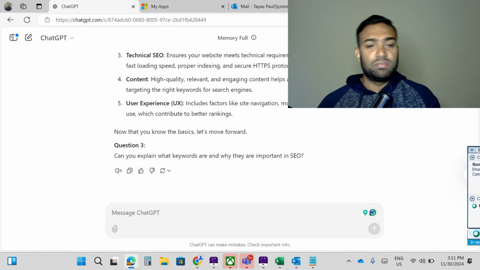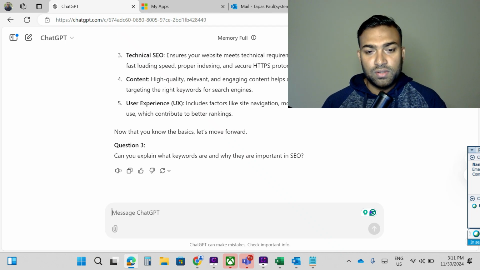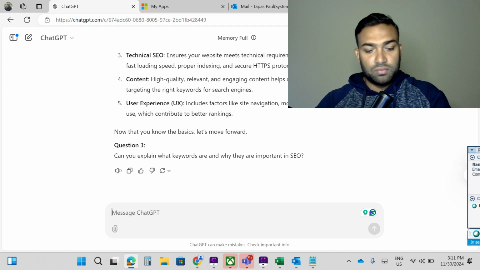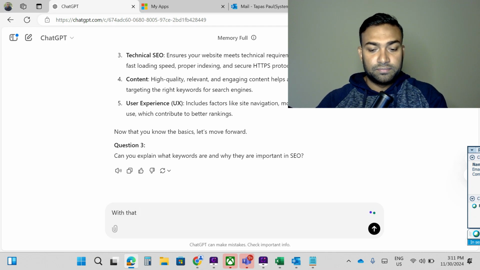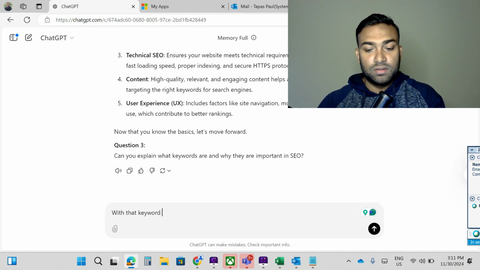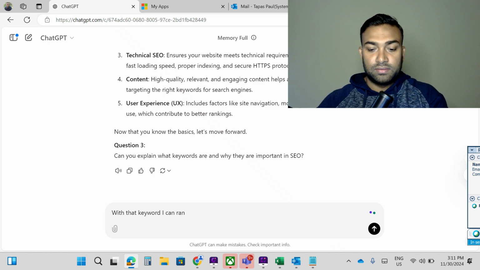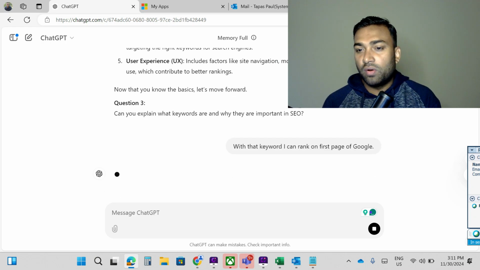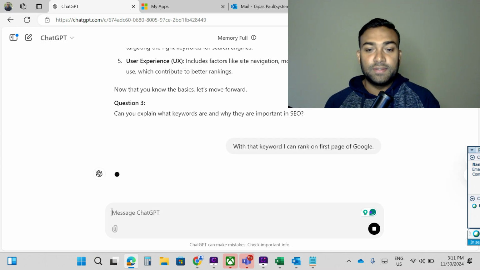Can you explain what keywords are and why they are important in SEO? So now I will say, by that keyword, I can rank on the first page of Google. Suppose this is my understanding. Okay, maybe wrong, maybe right. Let's see what happens.